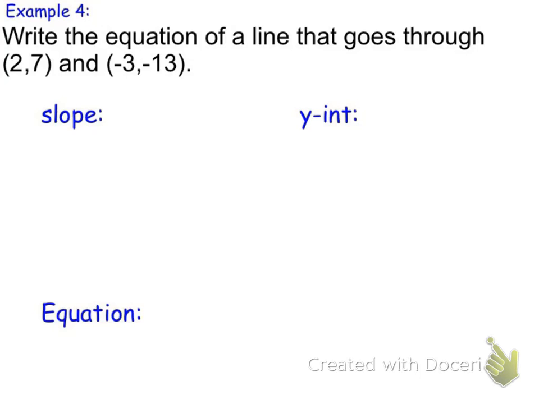Alright, example 4. We're going to once again write the equation of a line, but now it's going to go through these 2 points. So we have (2, 7) and (negative 3, negative 13). Now with example 4, you'll notice that I don't have the slope or the y-intercept. I have 2 points. So the first thing we're going to need to do is calculate the slope.